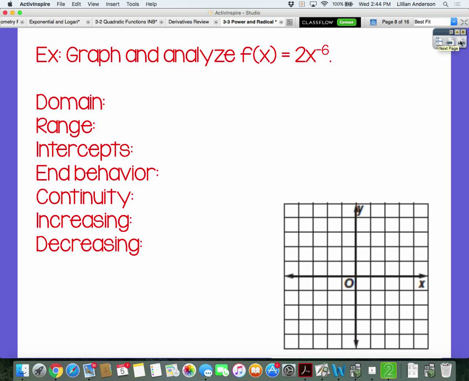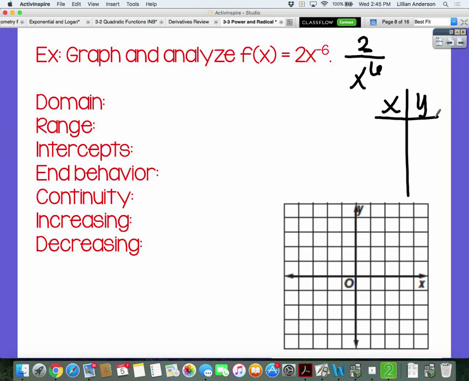We're going to graph and analyze 2x to the negative 6. Now, before we start making a table, let's make our exponent positive. What's that going to actually be? Careful. 2 over x to the positive 6. Remember, that negative exponent only applies to the x, not to the number in front. So now when we make our table, everything we plug in for x, we simply do 2 divided by that number.